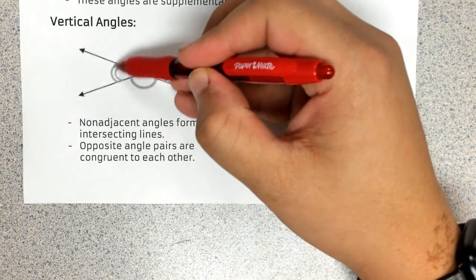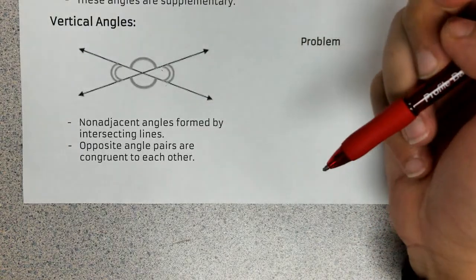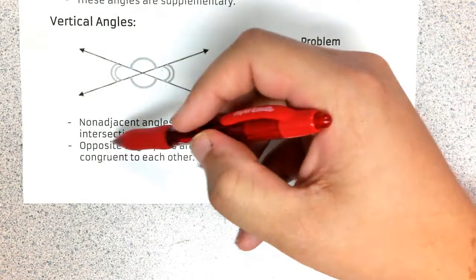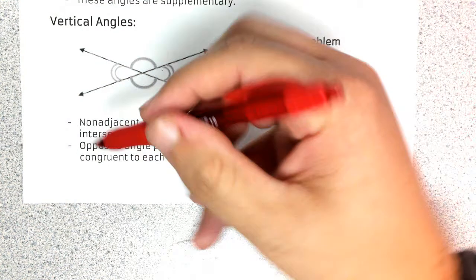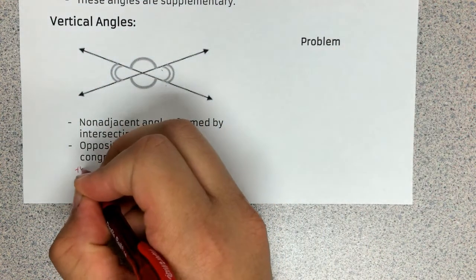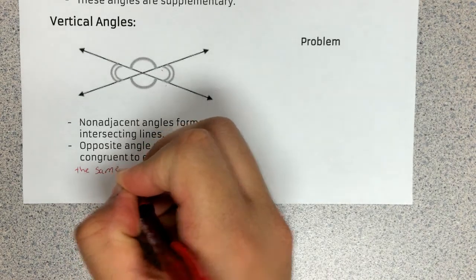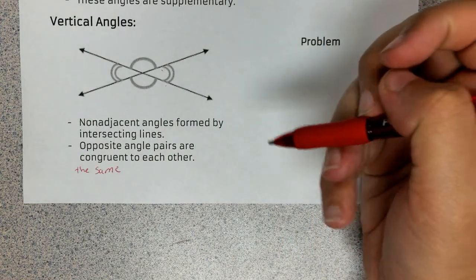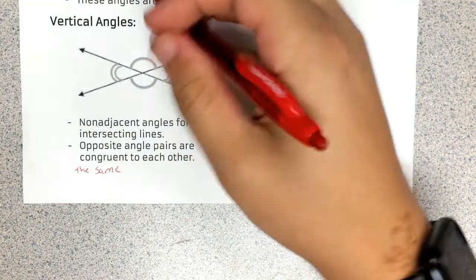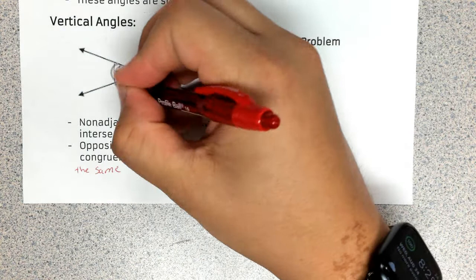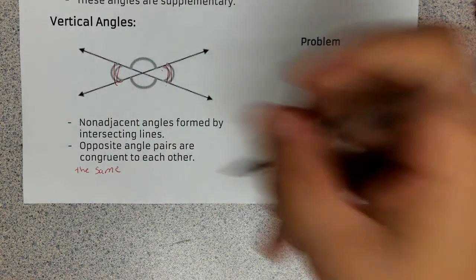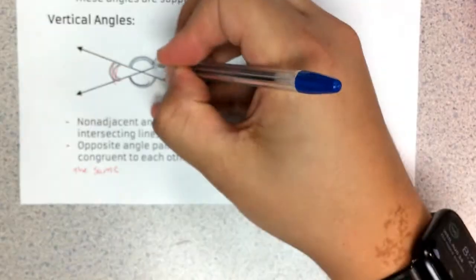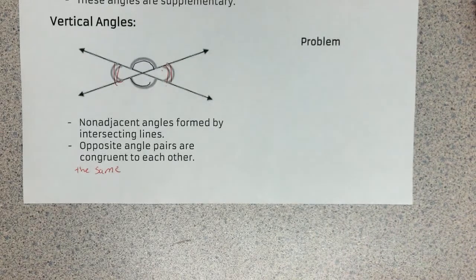So if you notice these arch marks, this represents which angles are congruent. So notice it says opposite angle pairs are congruent, or the same to each other. Okay? So that means that these two angles here are congruent to each other because they're opposite of each other, which makes them the same. And these two angles here are congruent to each other, making them the same.